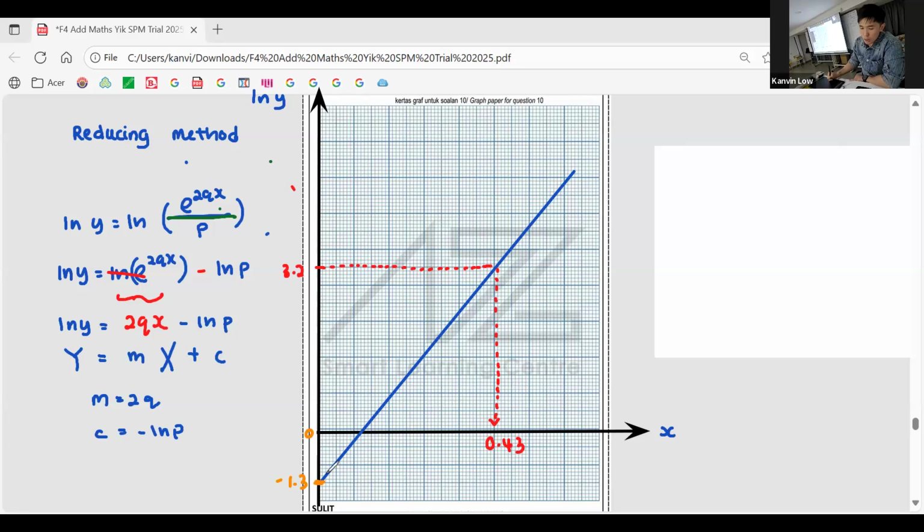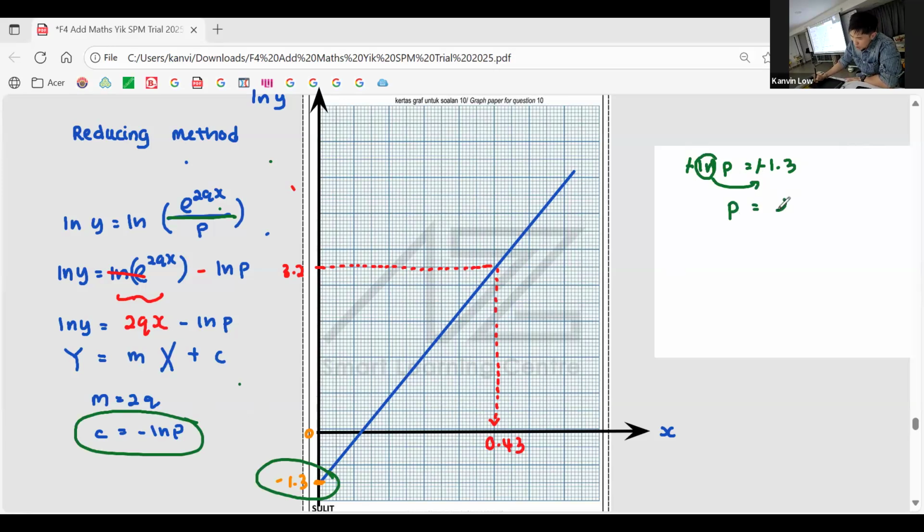So now students, first of all, can I find the P right now, everyone? Okay, right? The y-intercept is equal to negative 1.3. So negative ln P is equal to negative 1.3. You move the ln to the right, and then P equals e^1.3. You press the calculator, e power 1.3, you get 3.669. Are you guys okay? Okay, next one, students. I need to find the Q. Macam mana?